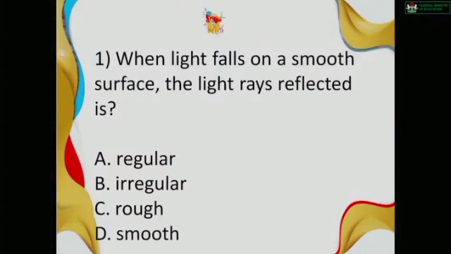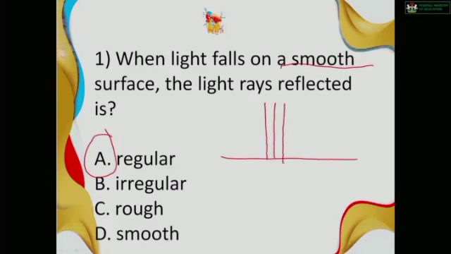When light falls on a smooth surface, the light ray reflected is A. Regular, B. Irregular, C. Rough, and D. Smooth. Now the correct option here will be A. Regular. As you know, when light falls on a smooth surface, look at this, coming down, down, down. Sorry, let me give you a more precise depiction.